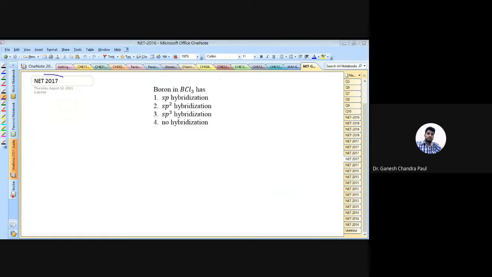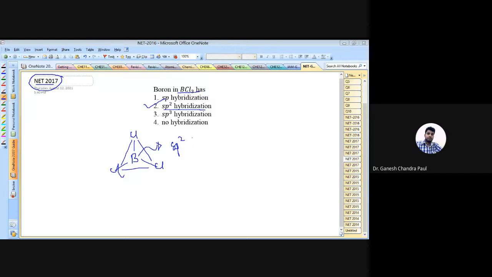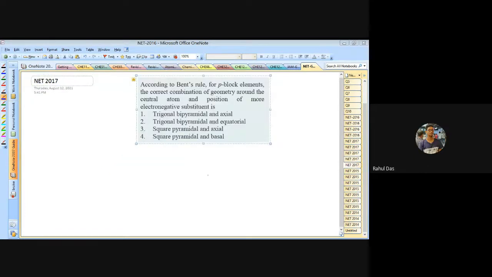Okay, next question. That question came in the NET 2017 exam. Boron in boron chloride has sp hybridization, sp2 hybridization, sp3 hybridization, or no hybridization. So option 2 is the correct answer, right? This is sp2 because you know it has trigonal planar structure, with chlorine, chlorine, and the central atom is sp2 hybridized. Clear? So next.